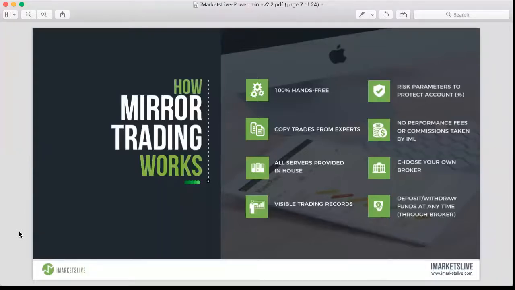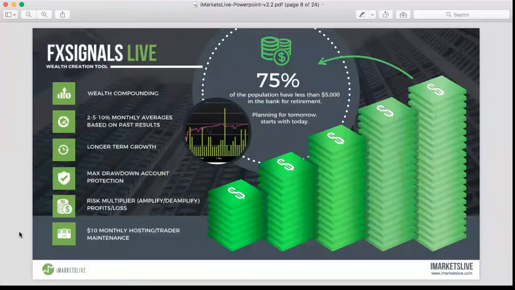Your money, here's the key, guys. Do you realize that your money never actually goes to IML? The money that you actually invest goes into your own brokerage. So that way you are protected. You've got your own money in your own brokerage, and you just copy and mirror the actual traders. And you can deposit and withdraw whenever you want, just like PayPal. Deposit, withdraw, okay? So this product right here, FX Signals Live, a lot of people call it the auto trader.